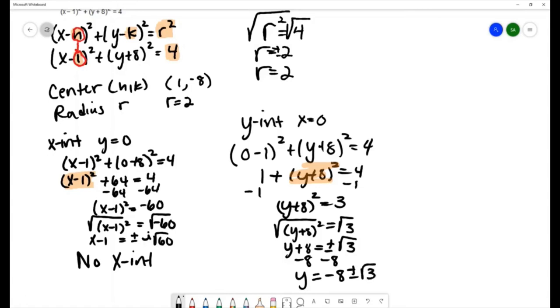So this circle would have two y-intercepts, one at (0, -8 plus square root of 3), and the other being at (0, -8 minus square root of 3).